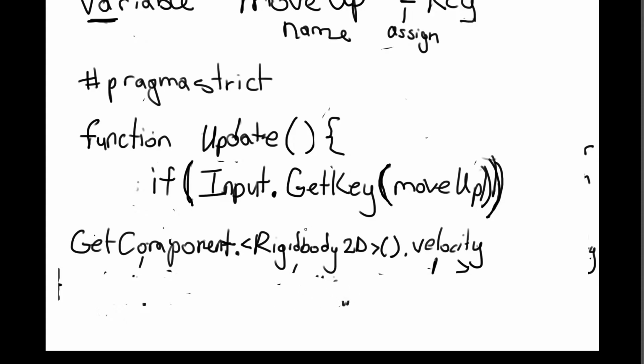Okay, so after we found the velocity, we are going to actually get our vector information. So first we get the component, the rigid body 2D component, and the velocity. Now we want to get our vector information, which will be y, like that. And I'm going to circle back to what this vector information y is in a little bit.